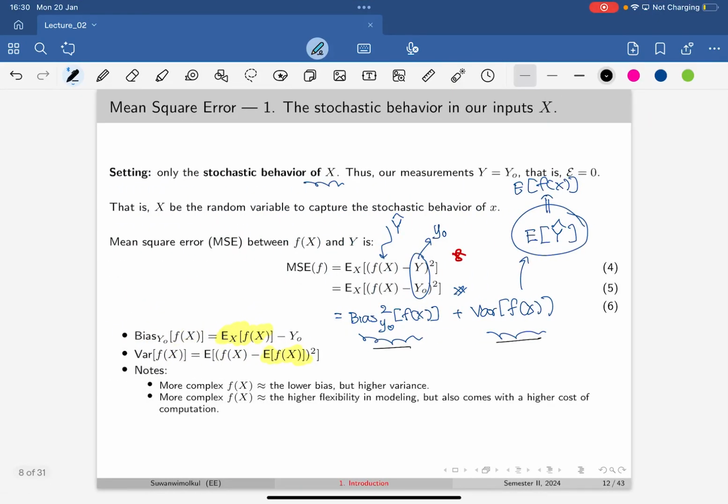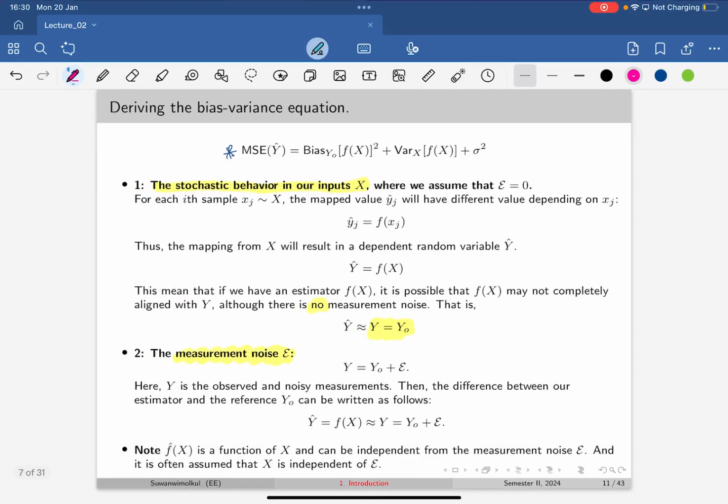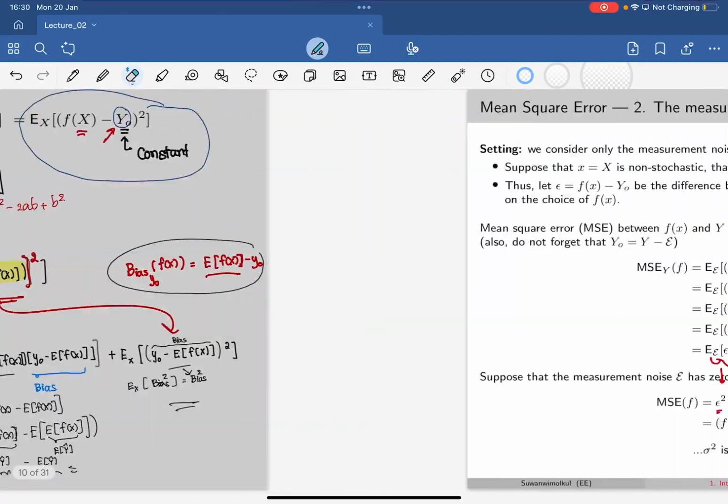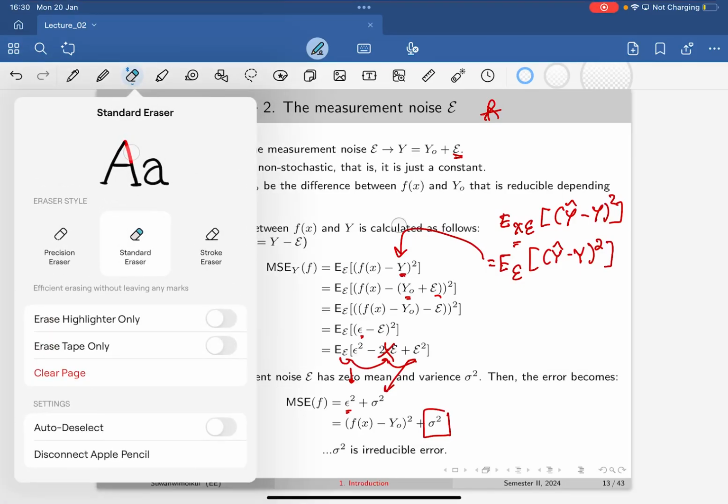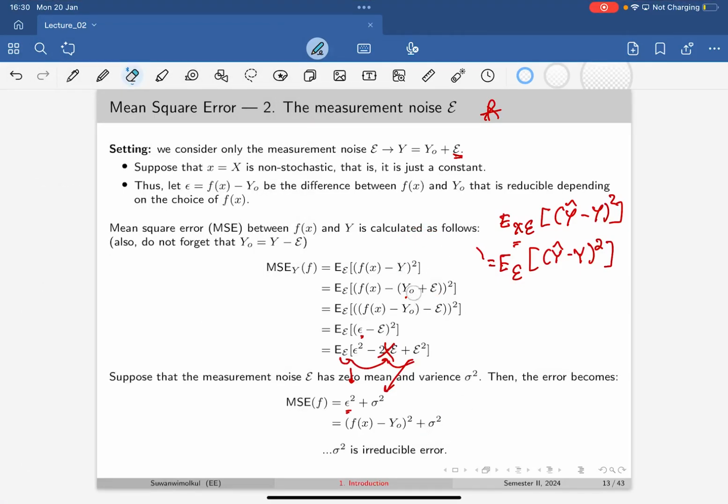By the way, this function is used a lot if your measurement is assumed to be noiseless. So if your measurement is assumed noiseless, you can just use this equation right away. Or it is actually this equation without this variance. Okay, let's look at what it's like if your measurement has noise, but your x is constant.